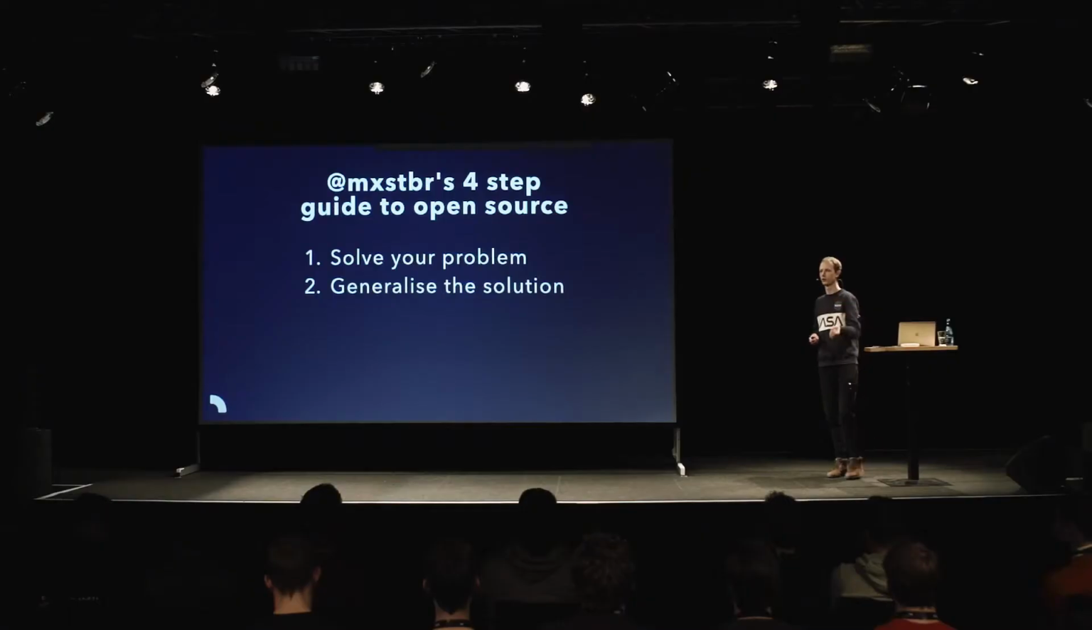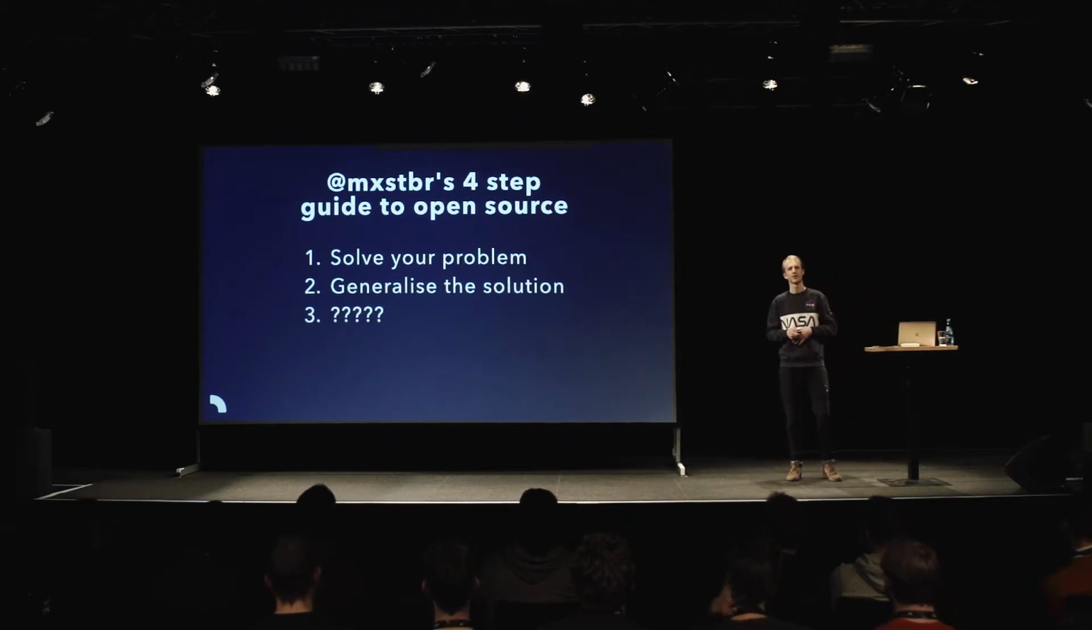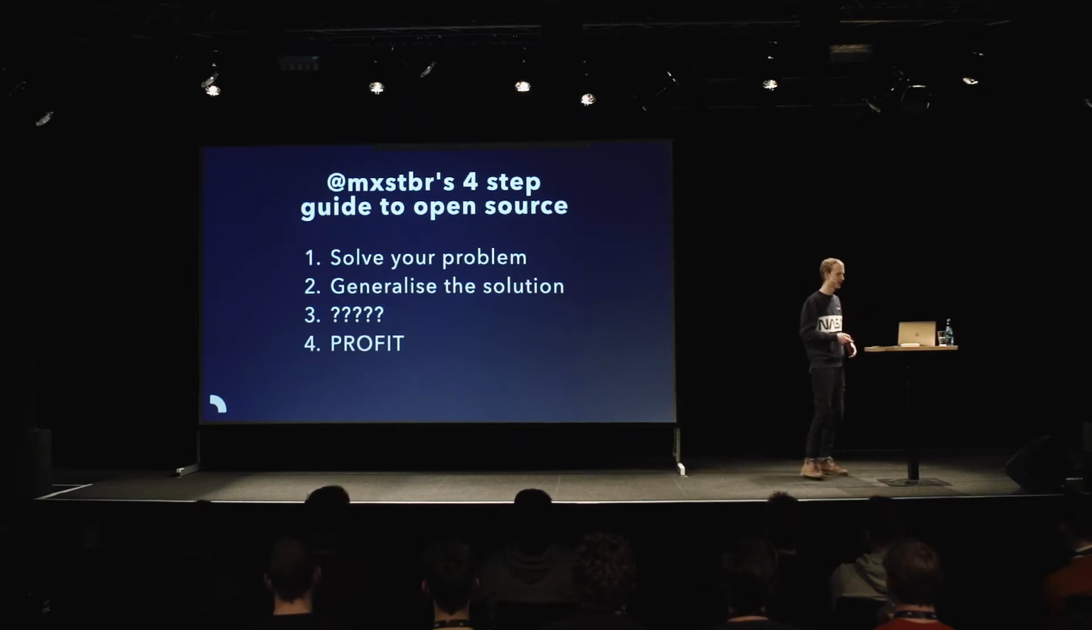Then there's a second step, which is to generalize the solution. And this is a hard step because not every solution is generalizable, and those that are often take a bit of work to make more general. Then comes step 3. Step 3 is a bunch of question marks. And then step 4, of course, is profit. Because that's how everything works, right? In our case, profit is open source.